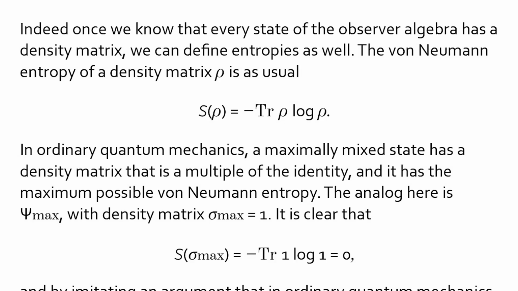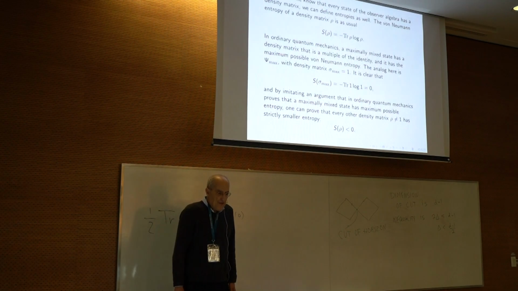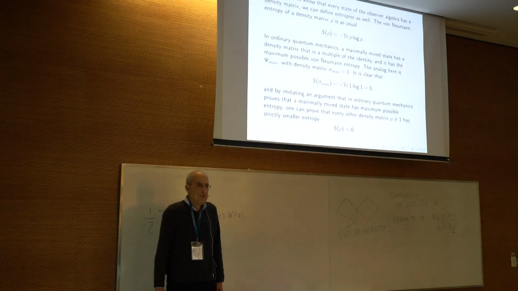Well, what's going to happen if we use that? Well, in ordinary quantum mechanics, a maximally mixed state has a density matrix that's a multiple of the identity, and it has the maximum possible von Neumann entropy. The analog here is the state psi max, whose density matrix, the way I defined it, actually is the identity. And that suggests that it might have maximum entropy, which actually is true.